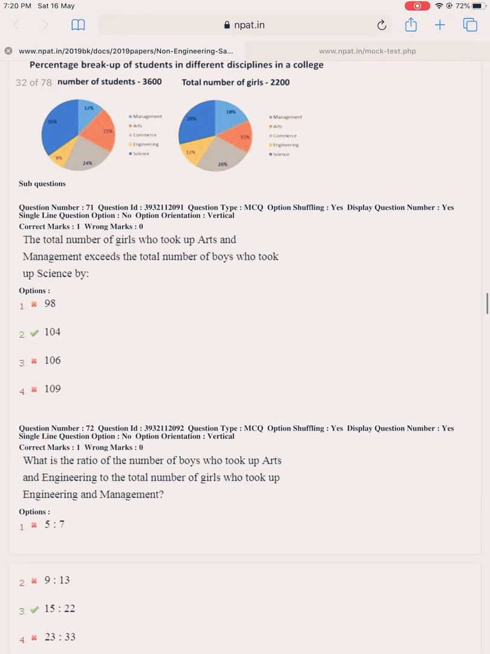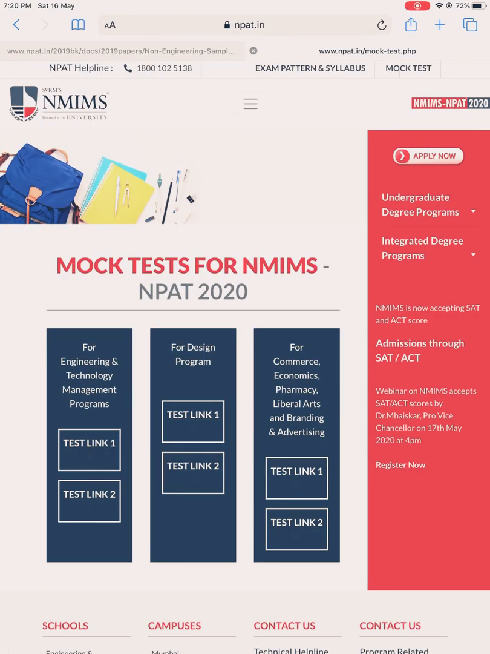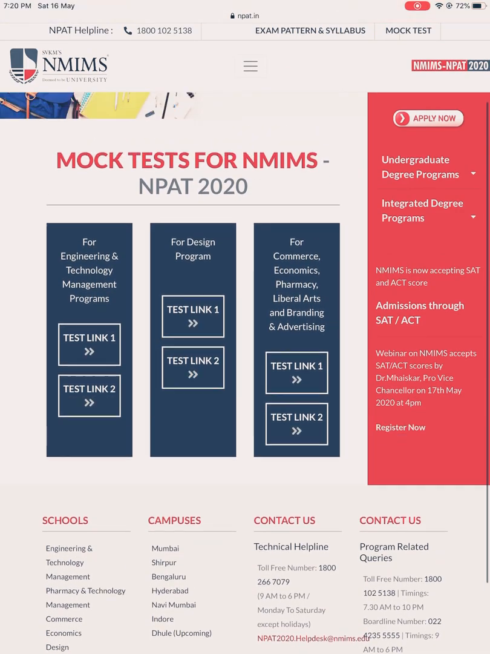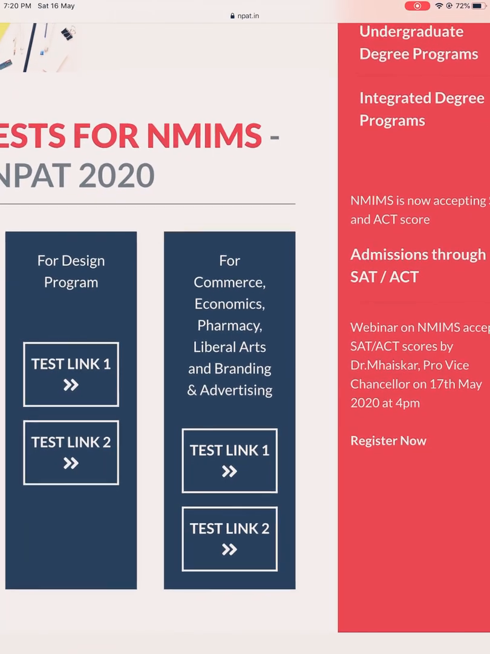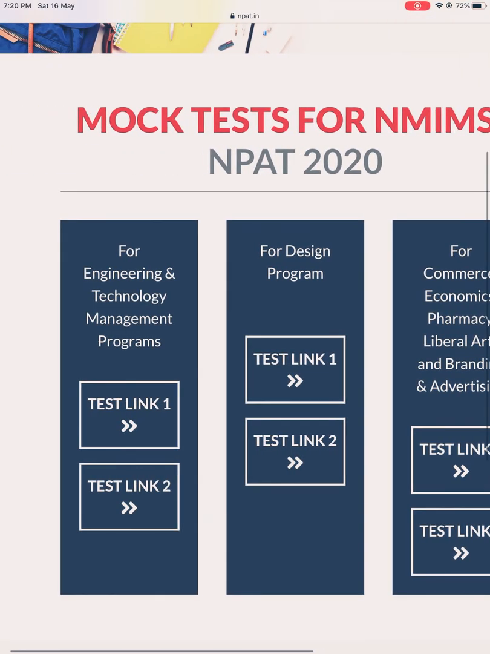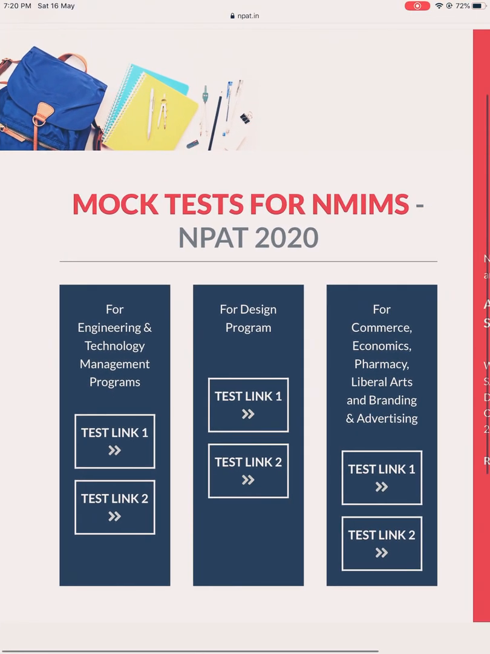Now talking about where you can take mocks, the most reliable source is the NPAT website or the NMIMS website itself. You have been given the link for the NMIMS mock test. You must take the test at your discretion: for design, these are the tests I have to give, and for commerce or economics we have to give this one, right? So take these tests. You've already given 2 mock tests. You've already downloaded the whole launcher and the whole IBA launcher thing.